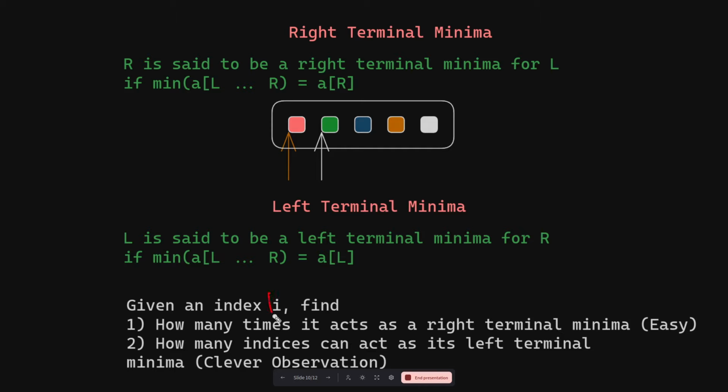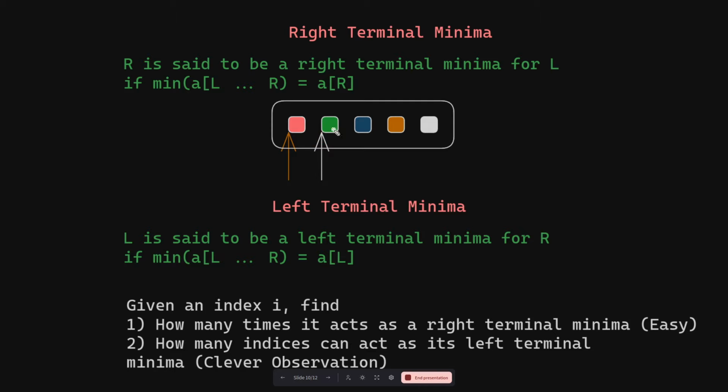So given any particular index, how do you efficiently find out the number of times it will act as the right terminal minima? If you have this white box, you can compare it with the orange element. If the orange box is greater than the white box, it means that the white box will be the right terminal minima for this range. Then consider the blue box. If the blue box is also greater than the white element, then the minima would be here, so it will again act as the right terminal minima. And you also see the white arrow on this green box.